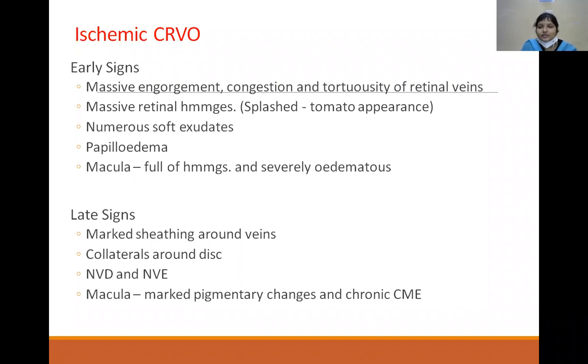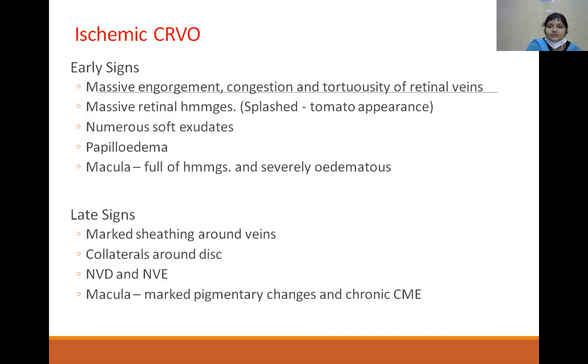So what are the soft exudates? These are the infarcts of the nerve fiber layer. So these are seen as cotton wool spots. And there is also disc edema and macula. It is full of hemorrhages and edema is present.